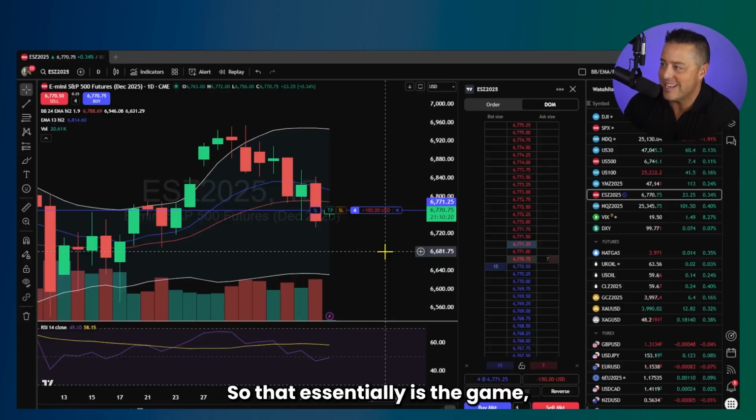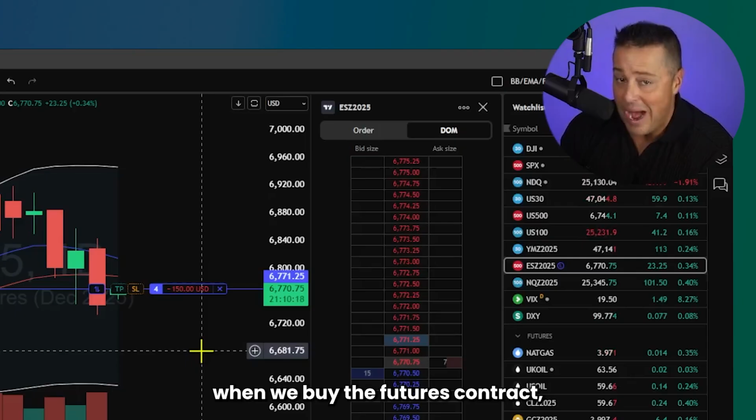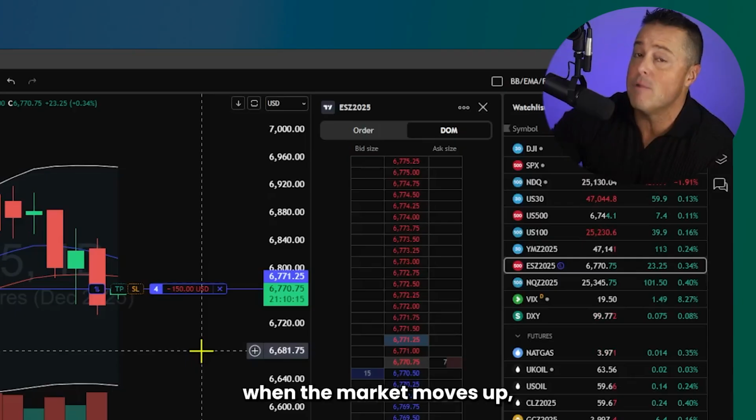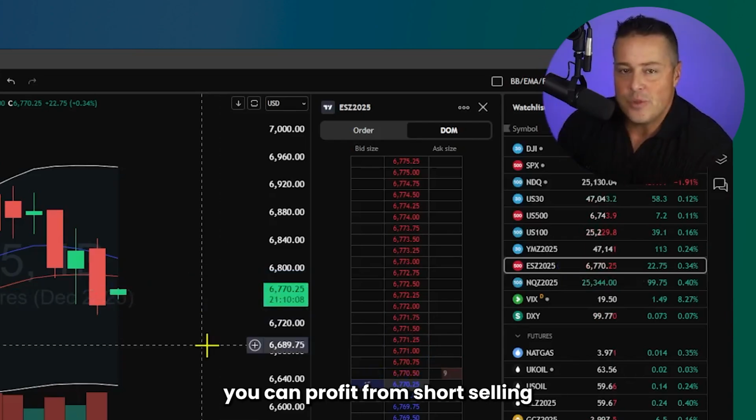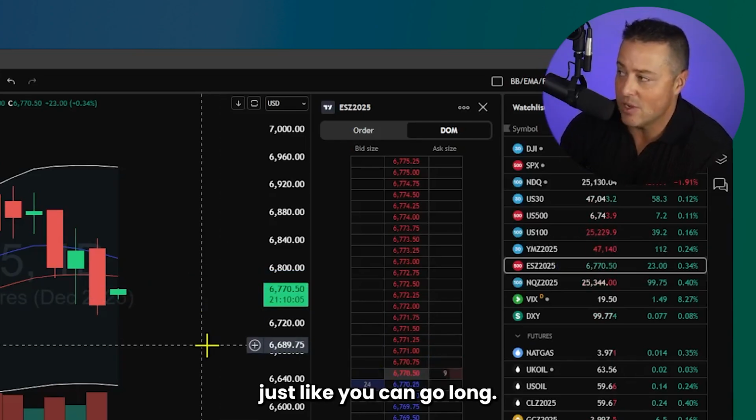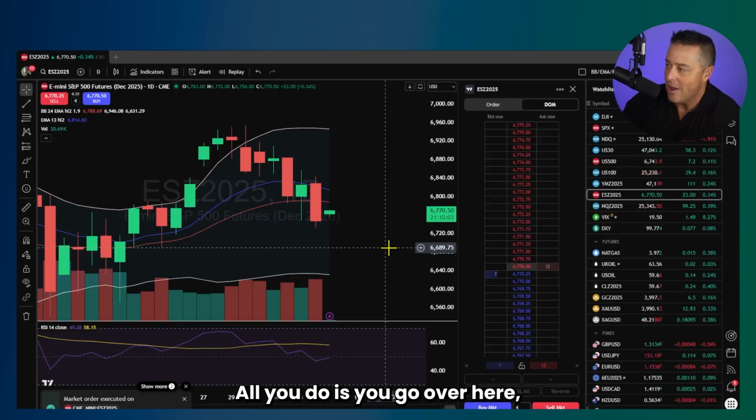So that essentially is the game. We make money when we buy the futures contract, when the market moves up, when price rises. Now, one of the great things about these contracts, you can profit from short selling just like you can go long. What does it look like?